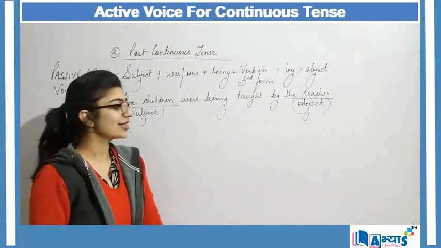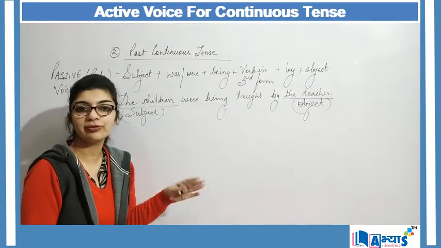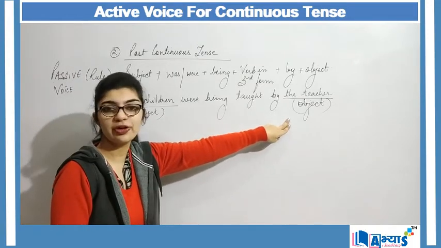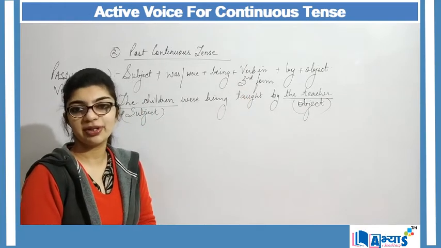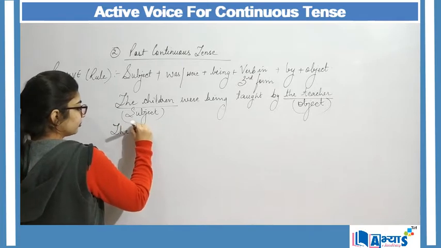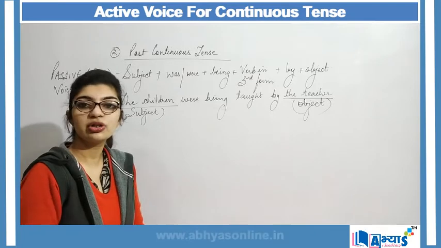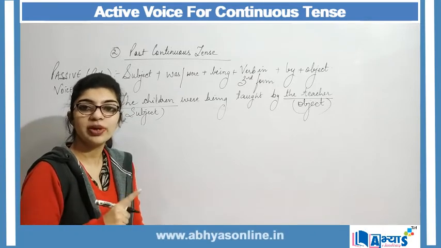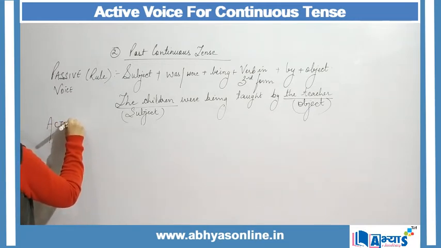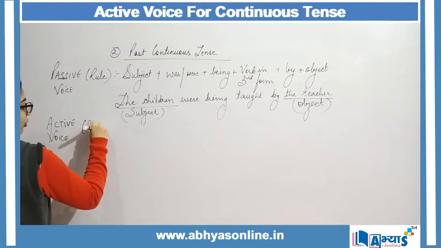Clear? Now as I said, subject and object interchange each other while we are converting from one voice to another. So when I am converting to passive, the teacher is the object, but for active, teacher will be my subject. So I will say the teacher. Now first let us consider the rule for conversion of passive to active with past continuous. So now I will be talking about active voice.